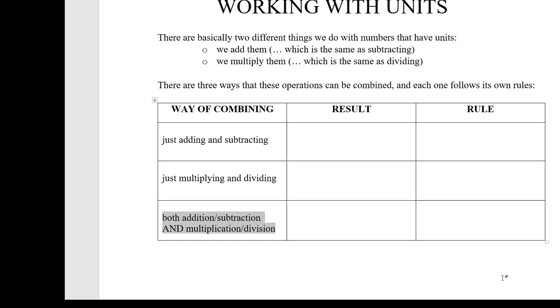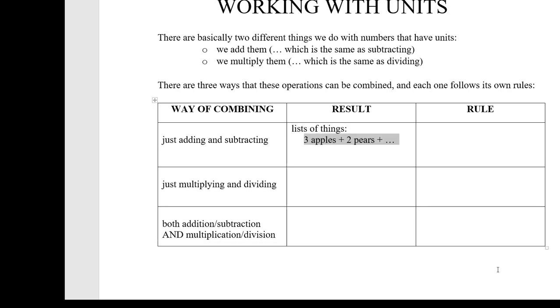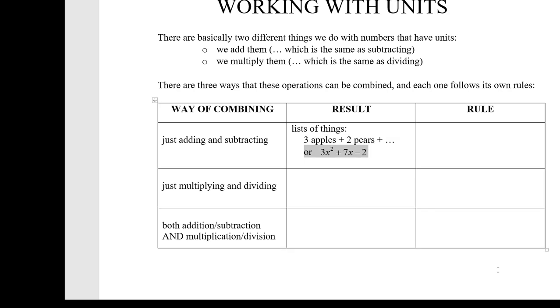Okay, what are the results? Well, if you're just adding and subtracting things, you're going to end up with long lists of things. You keep adding the stuff up. You add 3 apples and 2 pears, you get 3 apples and 2 pears. It's almost like a store inventory. Or maybe in algebra, x squared plus x, you can't add these things. So, you just have 3x squared plus 7x minus 2. You get lists of things. You get polynomials. What is the rule? The rule is you can only add and subtract things that have exactly the same units. That rule works in this situation completely. There's going to be a video on that.